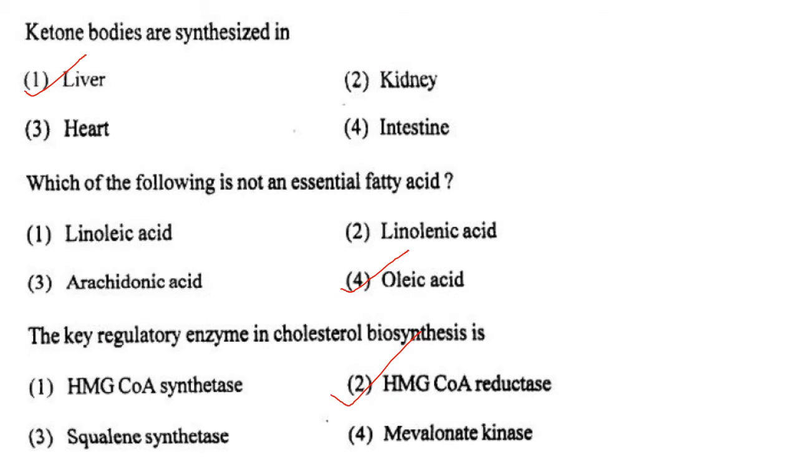Answer is benzoic acid and glycine. Next one. Ketone bodies are synthesized in: option 1, liver; 2, kidney; 3, heart; 4, intestine. Answer is option 1, liver. Which of the following is not an essential fatty acid? Option 1, linoleic acid; 2, linolenic acid; 3, arachidonic acid; 4, oleic acid. Answer is option 4, oleic acid.